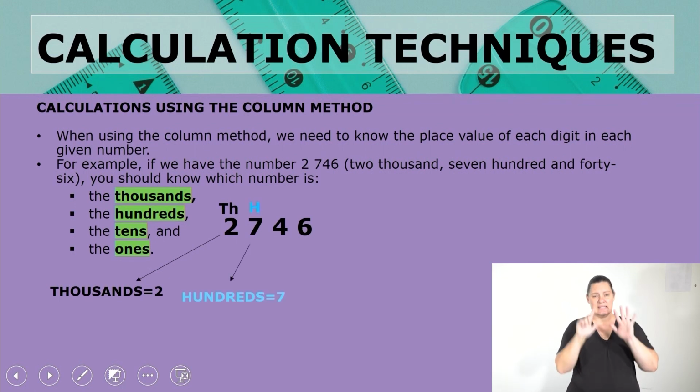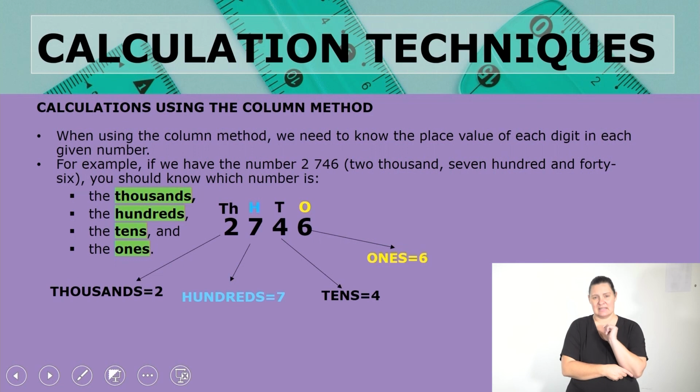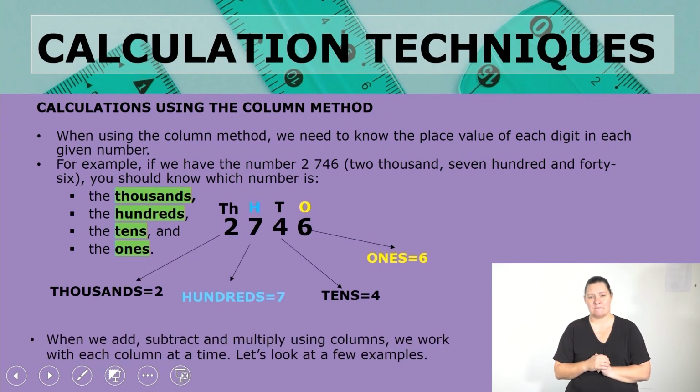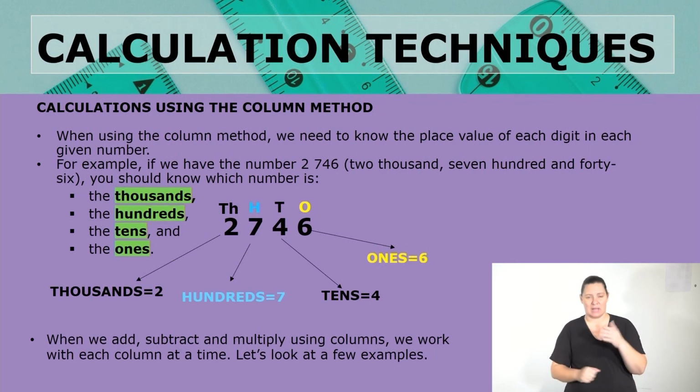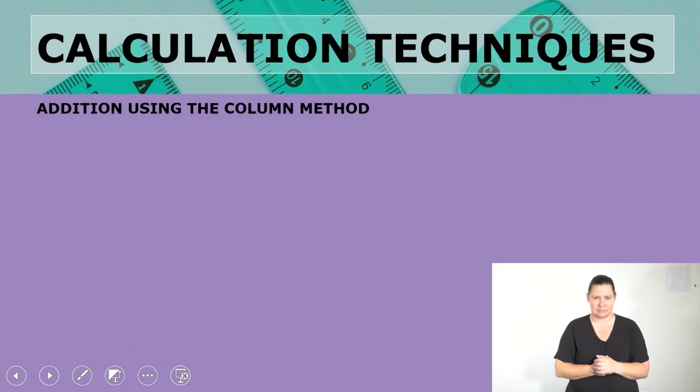The 7 there represents the hundreds, and we show that using an H. The tens is the 4. So we have 4 tens there, and we represent that with a T. And lastly, the 6 there is under the ones, and we show that with a letter O. So when we add, subtract, multiply using columns, we work with one column at a time. Let's look at a few examples on how to do this.